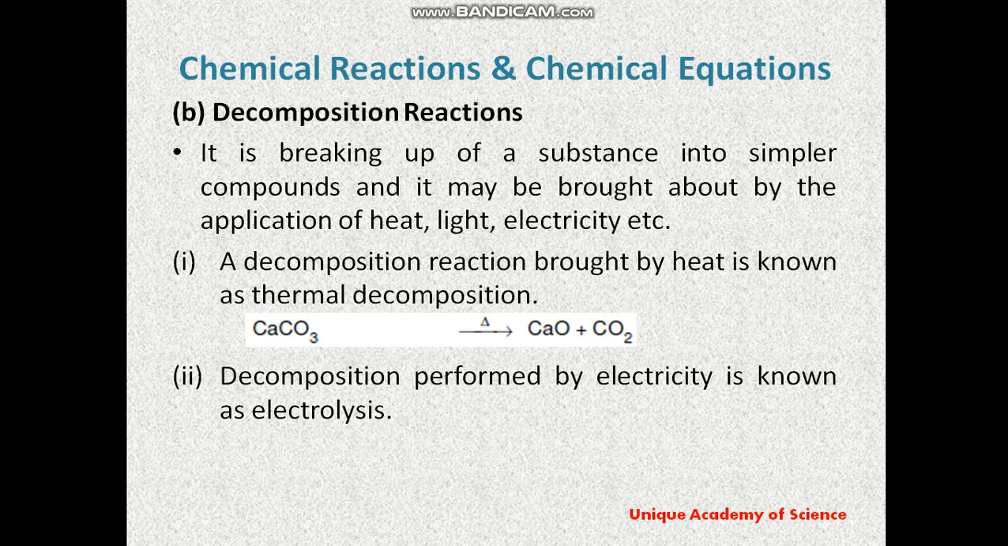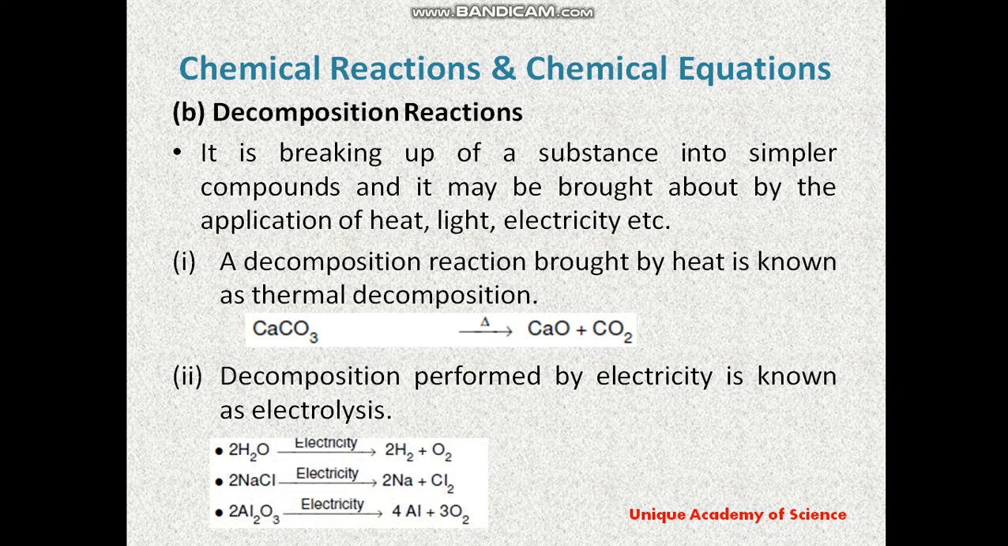Another example, decomposition performed by electricity is known as electrolysis. For example, water: we apply electricity, so it produces hydrogen gas and oxygen gas. Same as NaCl, meaning sodium chloride, we give electricity, so it gives Na, meaning sodium, and chlorine gas.